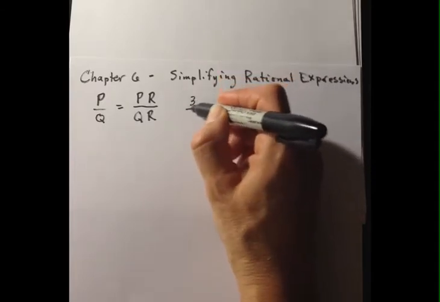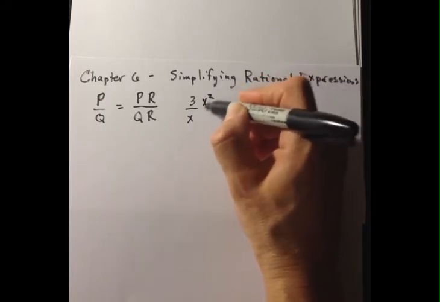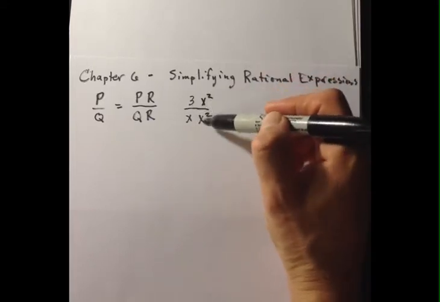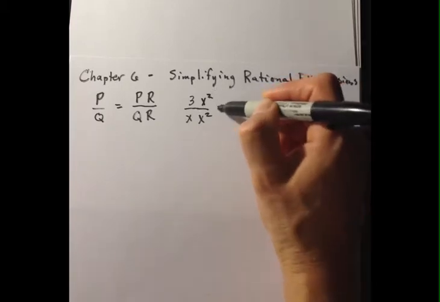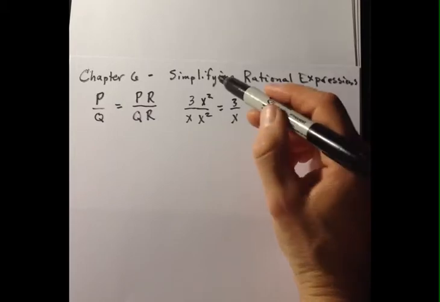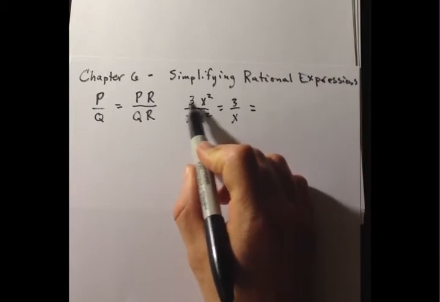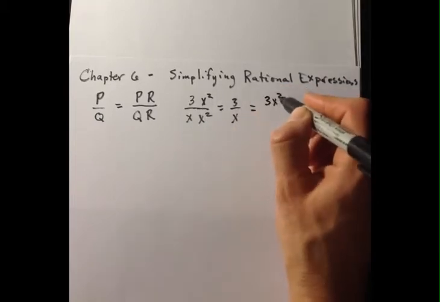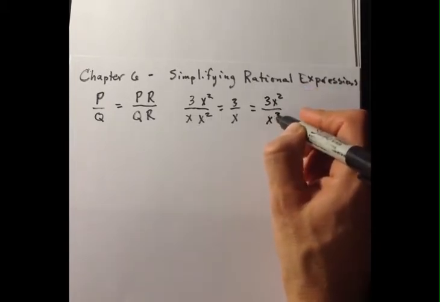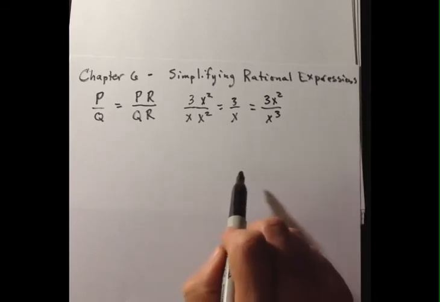If I give you 3 over x and multiply it by x squared over x squared, you can see that this would be the same thing as just 3 over x, because x squared over x squared is equal to 1. But if we actually multiply this out, the numerator would be 3x squared, and the denominator would be x times x squared, which would be x cubed.